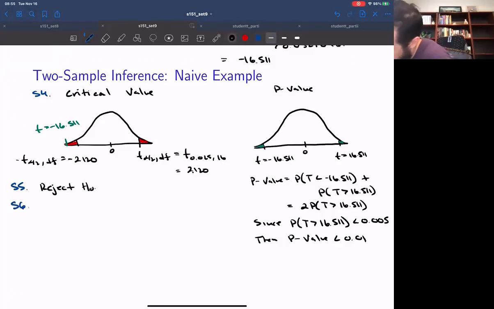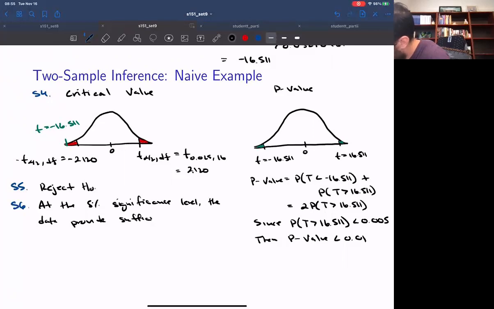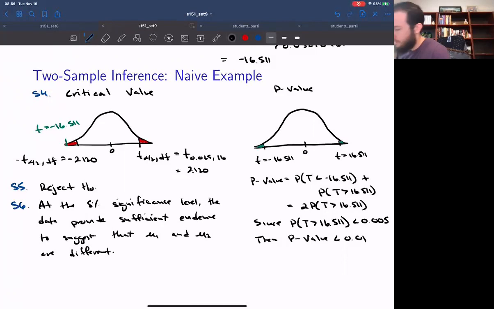And then on step six, we can say at the 5% significance level, the data provide sufficient evidence to suggest that mu1 and mu2 are different.